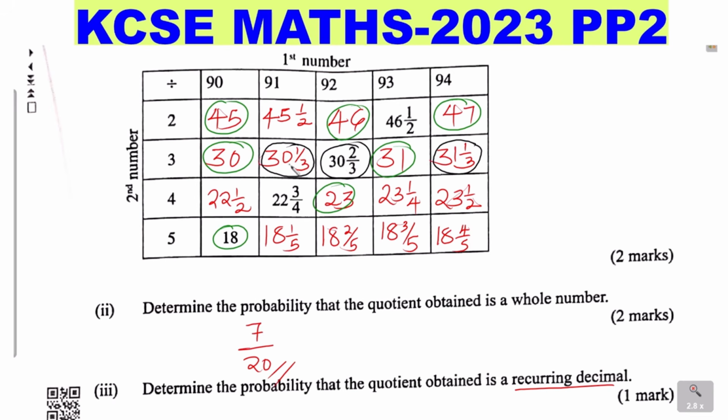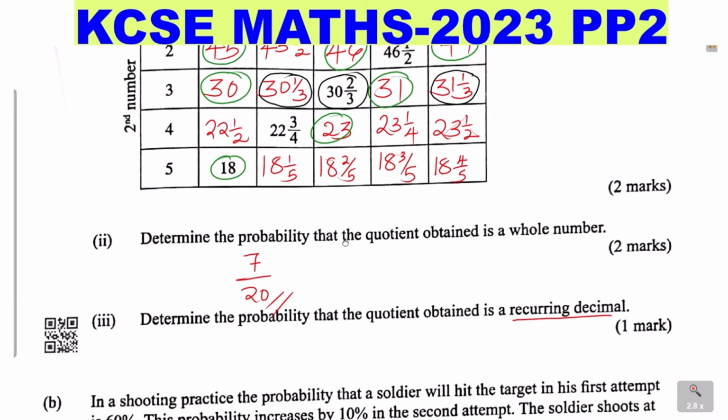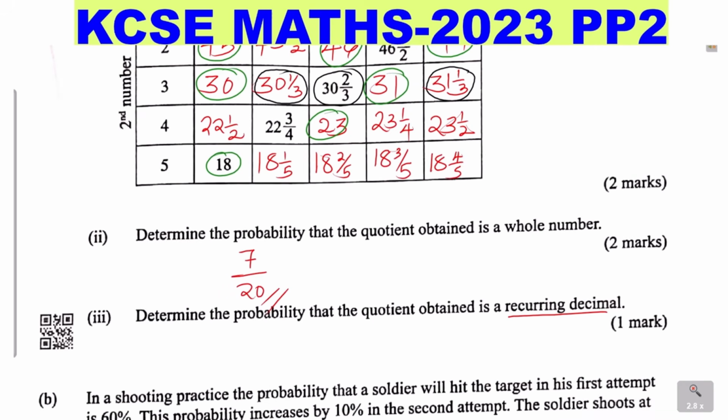So we have these, 30 and a third, 31 and a third, and 30 and 2/3. So there are 3. Therefore the probability is 3 out of the total outcomes, which is 20. We go to part B of the question.